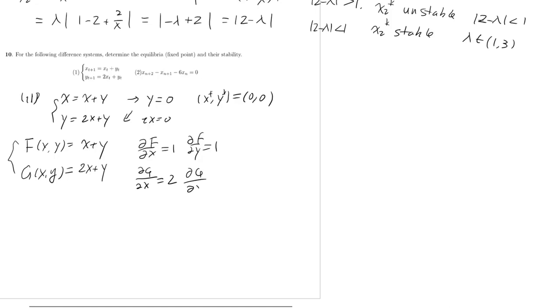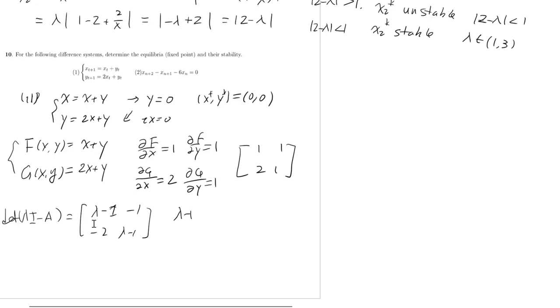Because this is a simple dynamical system, we don't have x, y in the derivative. We just have a matrix of constants. And then we find its eigenvalues. We do the same thing. Find the determinant of lambda I minus A. And that's going to be lambda minus 1, minus 1, minus 2, lambda minus 1. And then from here we have lambda minus 1 squared minus 2 is equal to 0.